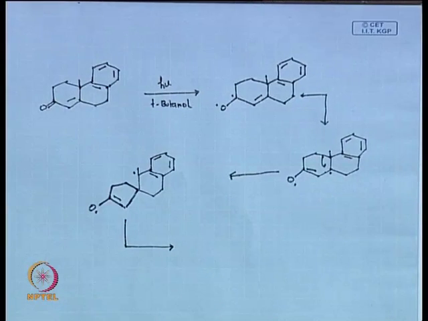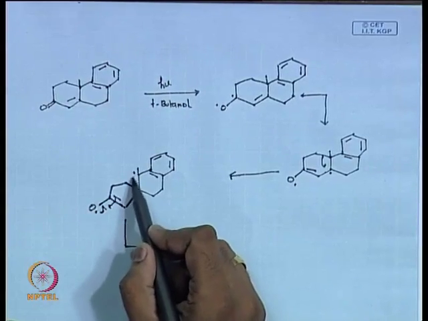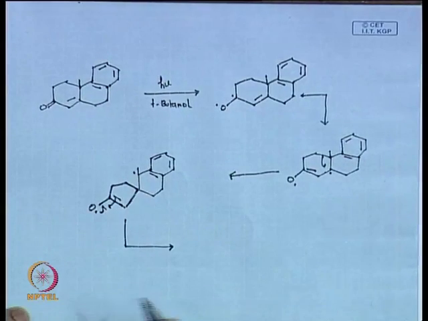Now your final product, because this will become a ketone now, and this radical will combine. Just draw the structure.